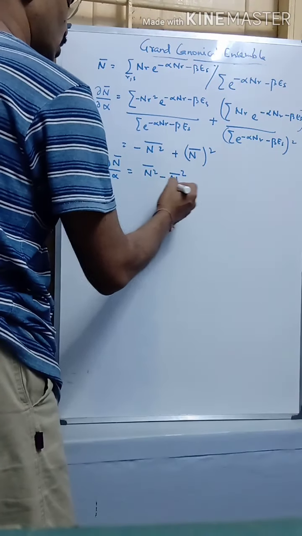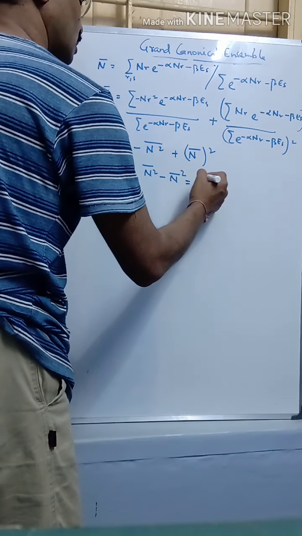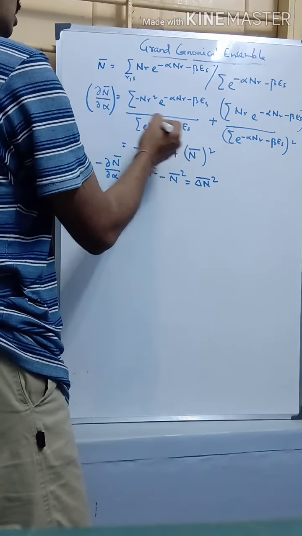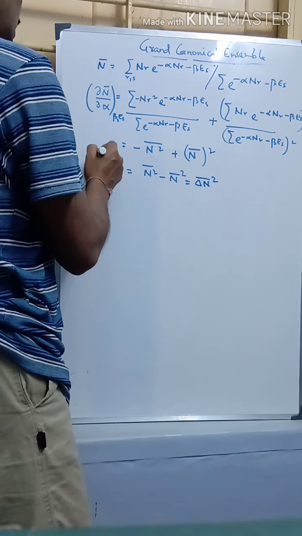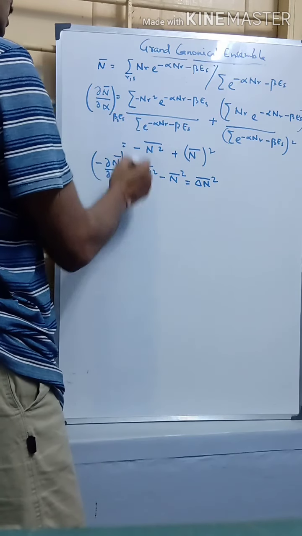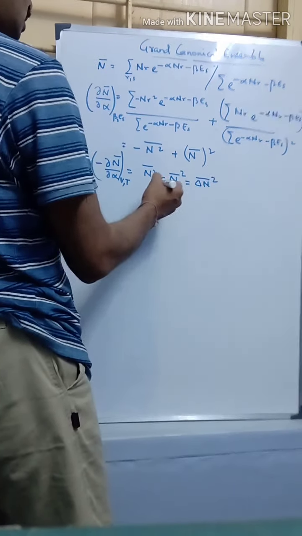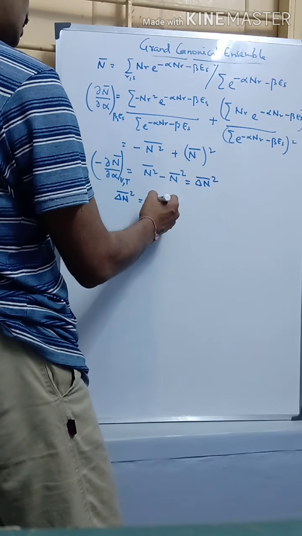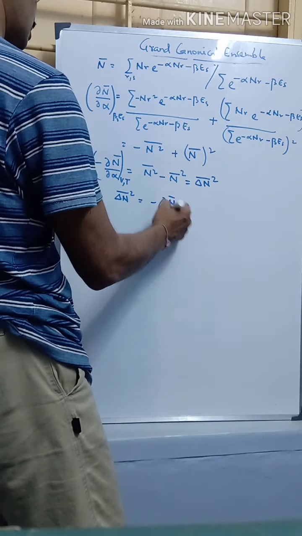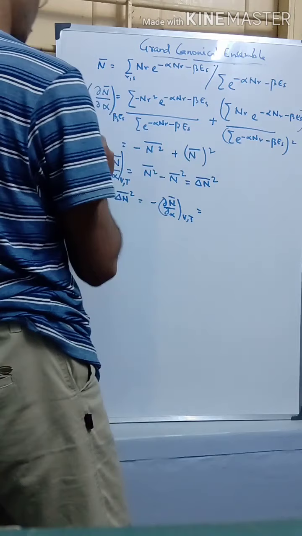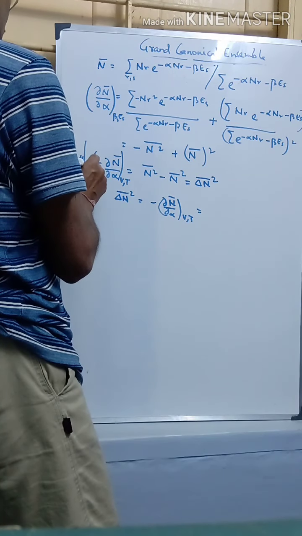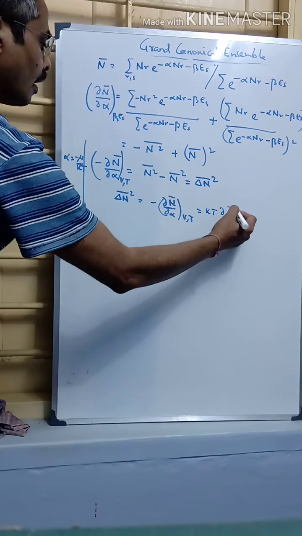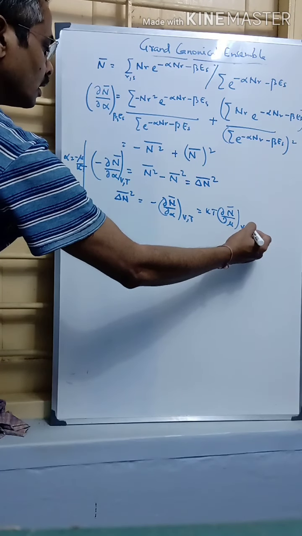So we can take the mean square fluctuation from here as delta n square, and this has been taken with respect to constant beta and E_s, so we can write this at constant V and T. From beta we have T and V. So the mean square fluctuation is equal to minus del n average del alpha at constant V and T. Alpha is equal to minus mu by kT, so we can write this as kT del n average del mu at constant V and T.